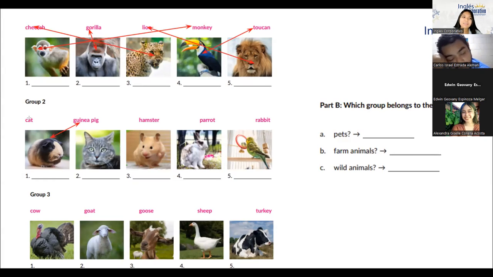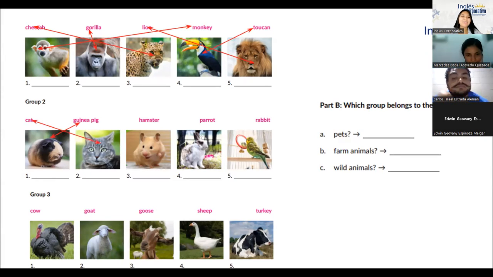Do you like cats? Yes. Okay. Yes, I do. All right, yes, you do.